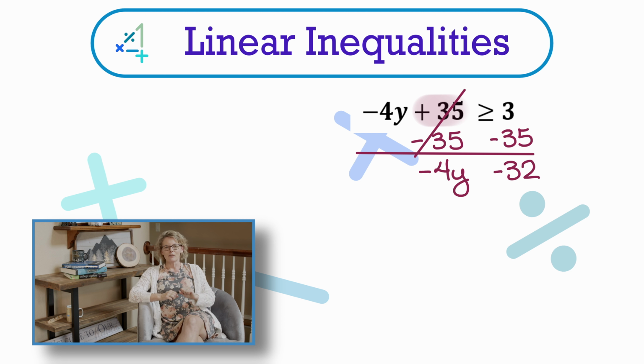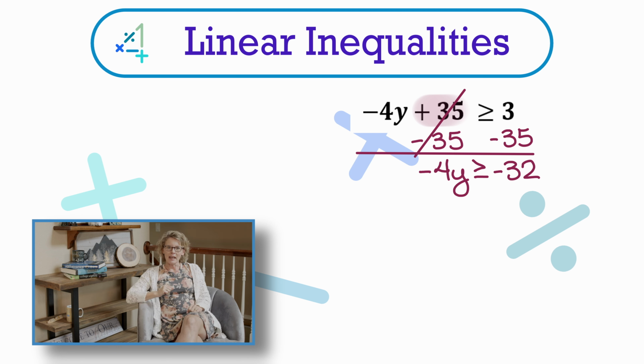-4y and -32 here. Here's your major life question. Do you flip the alligator sign? Well, did I multiply or divide by a negative number? No, I subtracted, so it's safe and the sign doesn't flip. Keep it as greater than or equal to. But we're not done yet.